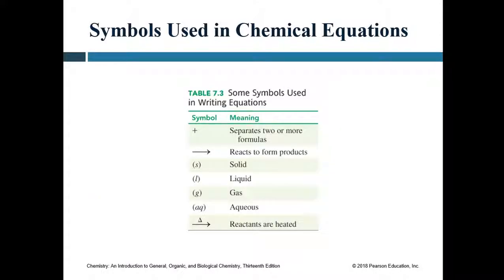In table 7.3, we see some symbols used in chemical reactions. Our plus sign, which means that and that means the reaction reacts to form products, solid, liquid, gas, aqueous, and that we have heat that is used in the chemical reaction.